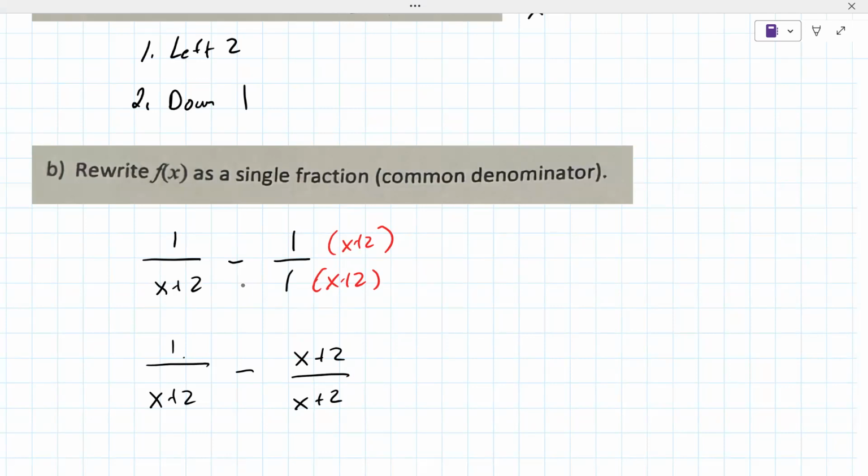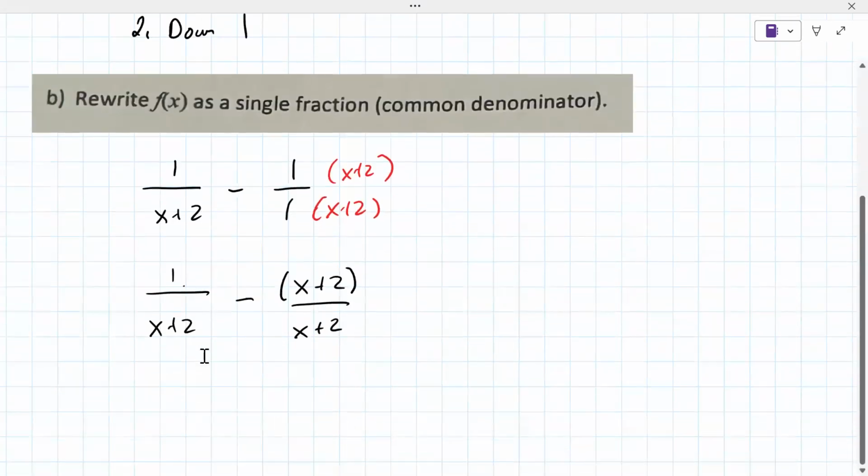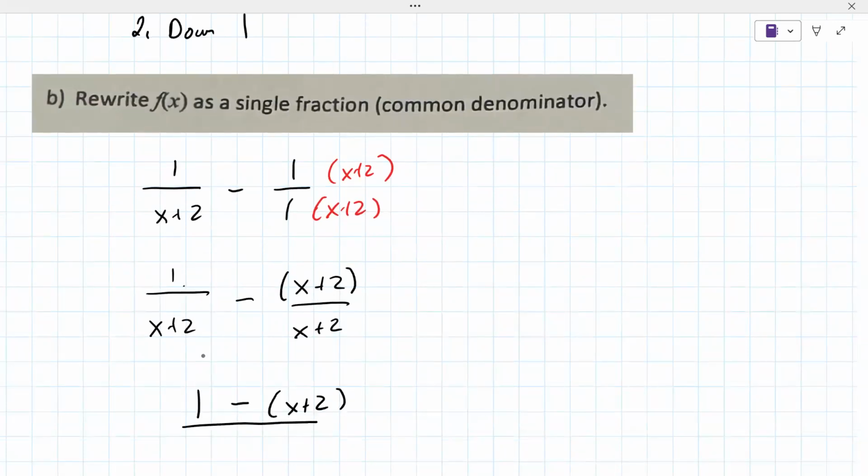Yes. Okay, now this top is really in parentheses, so it's going to be 1 minus parentheses x plus 2 in the top, all over x plus 2. Is that okay? Let me write that down. All right, write that down.